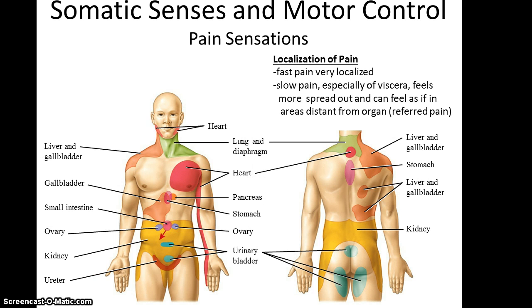Now, pain sensations are localized in different ways. Fast pain tends to be very localized at that point of the damage. Slow pain, on the other hand, especially if it's pain in your visceral organs, can feel more spread out and actually can be kind of distant from where those organs are. So, for example, that pain in your lungs and diaphragm could actually localize up to your neck and shoulder area. Or pain to your kidney could actually be anywhere on your waist and even on the side of your legs. So it can be difficult to tell from where you feel a pain exactly what it is that is wrong with you.